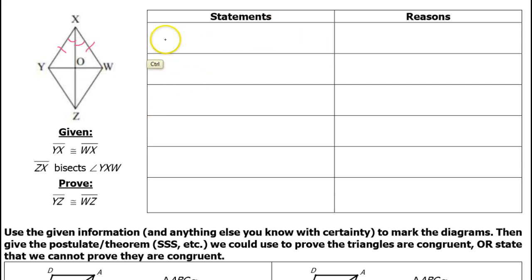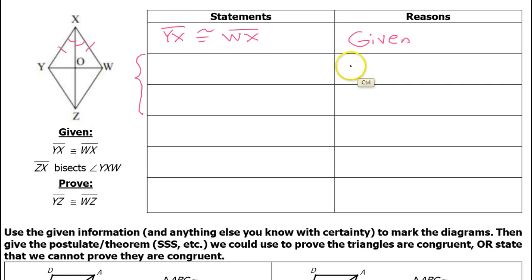Let's write down what we have so far. So for starters, we have YX is congruent to WX. All right, that was just straight given. Now I marked these angles as congruent, but we're not given this congruency. We're not given that this angle is congruent to that angle. Instead, we're given this information about a bisector. So this is going to take up 2 lines on this proof.